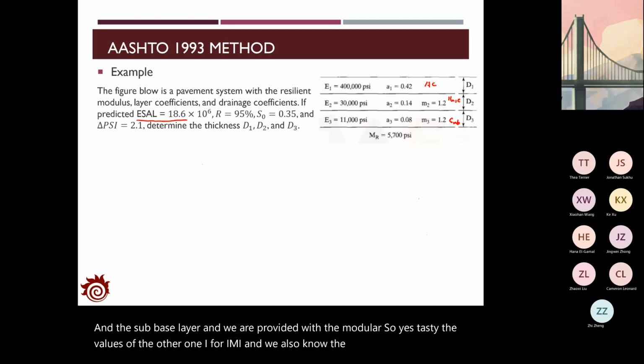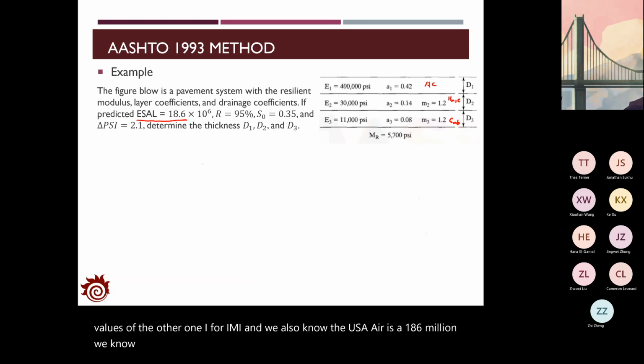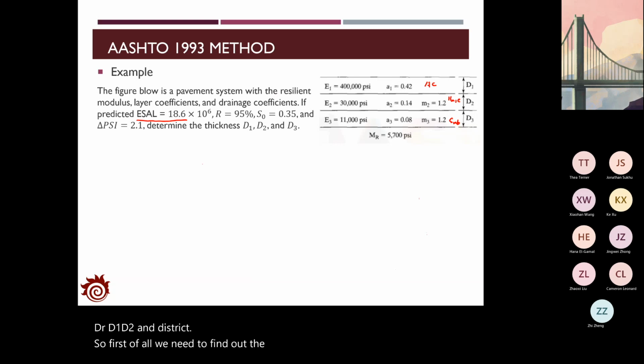ESAL is 18.6 million. We know the reliability is 95%, S0 is 0.35, and the delta PSI is 2.1. We want to find out the values of D1, D2, and D3. So first of all, we need to find out the structure number for each layer.